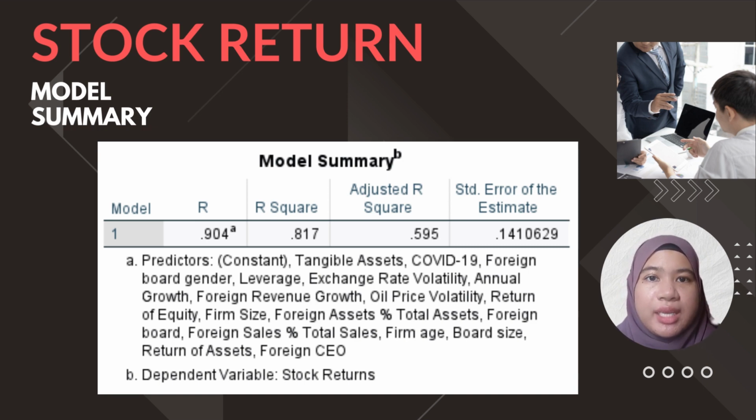According to the model explanation above, the R value, which reflects the multiple correlation coefficient for stock return, accounts for a value of 0.904. As the value is more than 0.5, we can conclude that there is a relatively strong correlation between stock return and its independent variables.